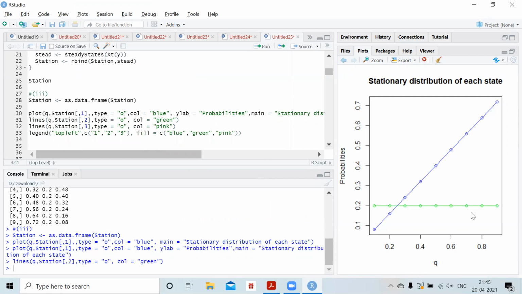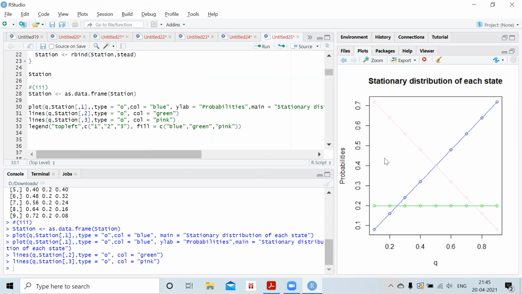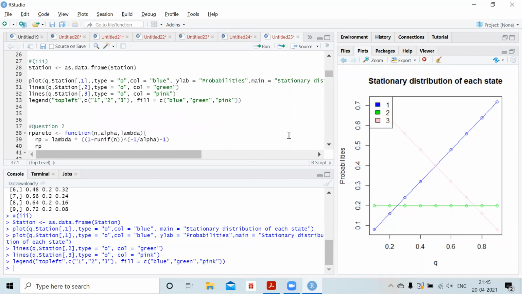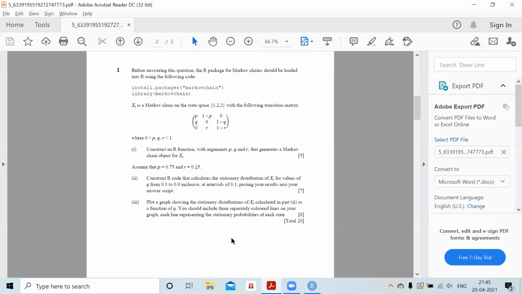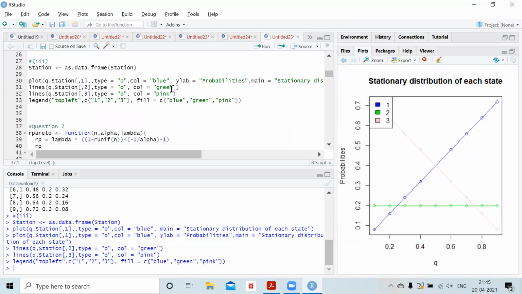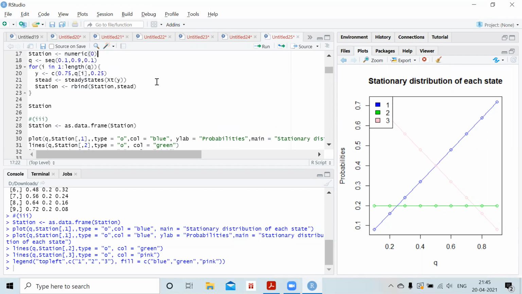Lines will give me the second state, which is the second column. And the third column will be the third state. And then I need to provide a legend. You can provide it on top left, top right, anywhere you want. And I've given a fill. So this gives me the legend of this distribution. And as asked, you should include 3 separately colored lines on the graph. Each line represents the stationary probabilities of each state. So if you do this entirely in your questions like this, you will get the full 8 marks for this part also. And this was just a 20-mark question of Markov chain.